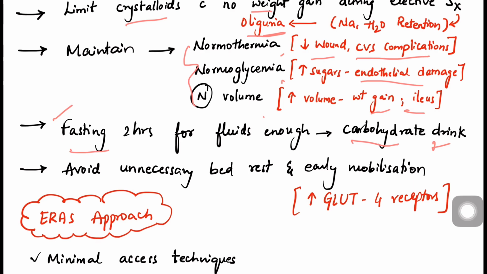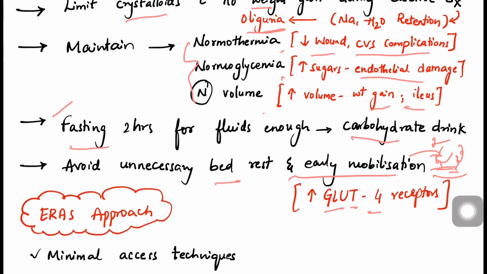We should always avoid unnecessary bed rest and encourage early mobilization. Over the muscle there are GLUT4 receptors, that is, glucose transporter 4 receptors. When the patient is in the resting phase, these receptors will not be produced. When the patient mobilizes, GLUT4 receptors form on the muscle, leading to uptake of glucose, thereby decreasing insulin resistance and hyperglycemia.